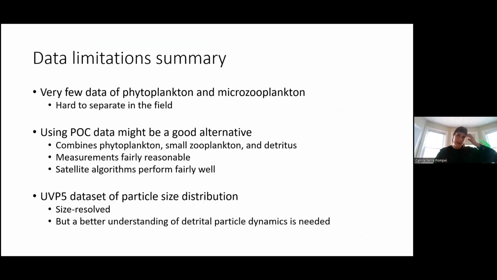Yeah, so for data limitations, that's a bit what I have. So very few data of phytoplankton and microzooplankton because it's hard to get in the field. Maybe to overcome this, we could use this POC data, and it's like a good alternative, even though it pulls everything, but we can technically just use that in our models by pulling everything as well. I think field measurements are quite good, and satellite algorithms also perform fairly well. So I think they are a good way to use in our models. And then there is this UVP5 data set for particle size distribution that just came out that we might be interested to take into account.